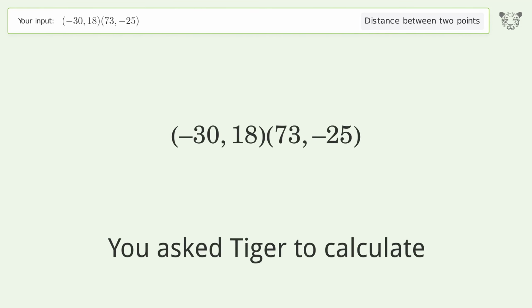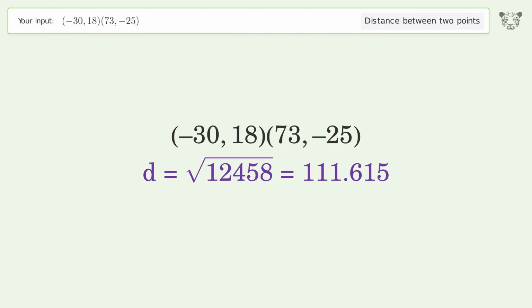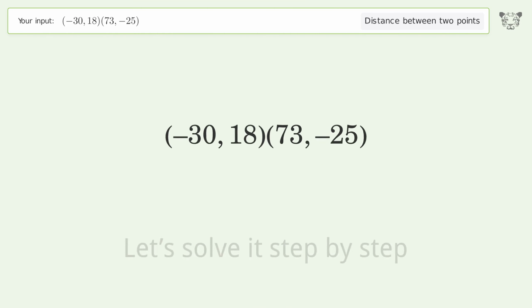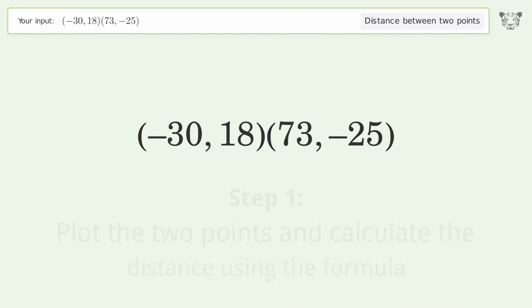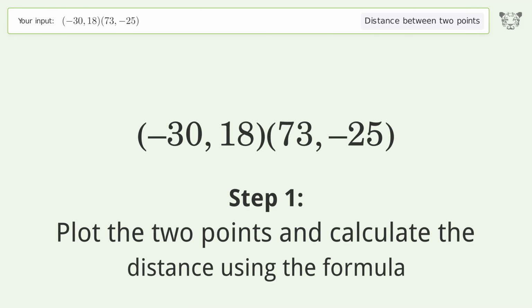You ask Tiger to calculate the distance between 2 points. The distance between the 2 points is the square root of 12,458, or 111.615. Let's solve it step by step. Plot the 2 points and calculate the distance using the formula.